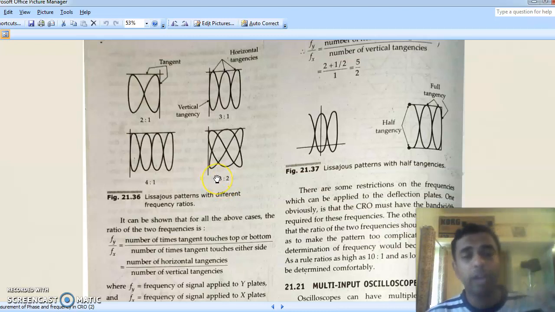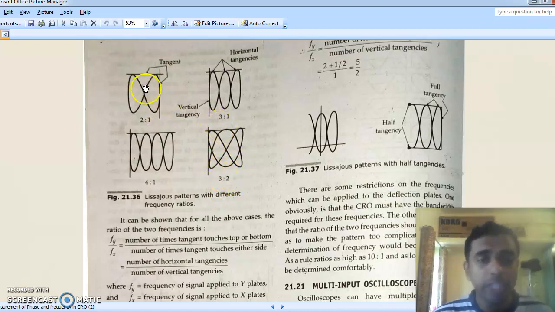Now, what about this case? Just to have an idea, if we apply some signals with some frequency and this is the pattern which results, and I draw the horizontal tangent, there are 3 tangencies, 1, 2, and 3. And what about the vertical tangent? If I draw the vertical tangent here or here, there is one intersection here, and another intersection here. So 2 vertical tangencies, or 2 intersections. So this ratio is 3:2. I hope it is clear.